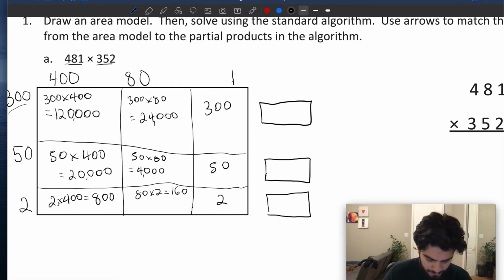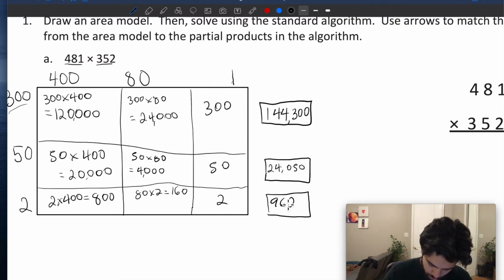This one is going to give me 144,300. Let me double check that I did that right. I believe so. All right, next one. I'm gonna get 24,050. Then my last one, I am going to simply get 962.